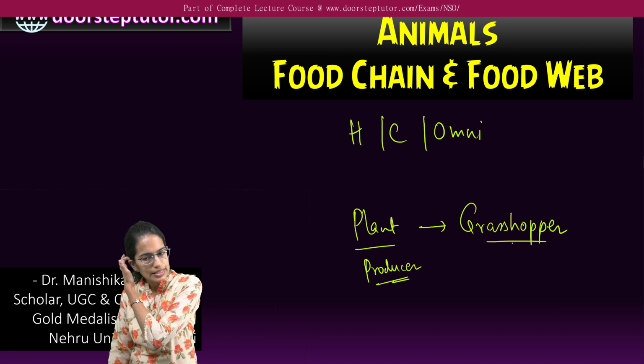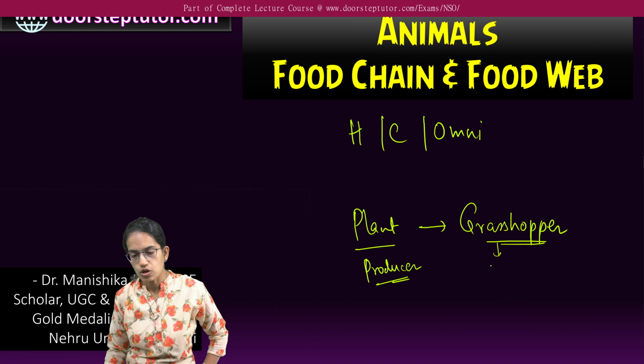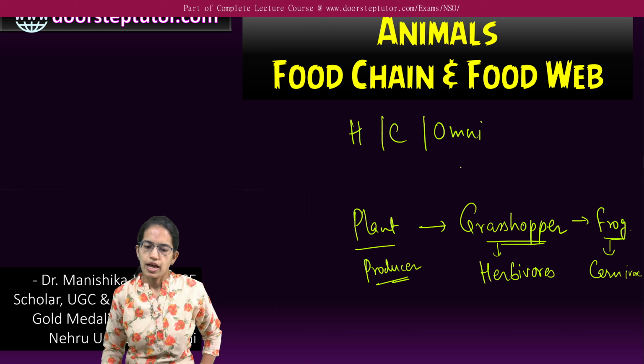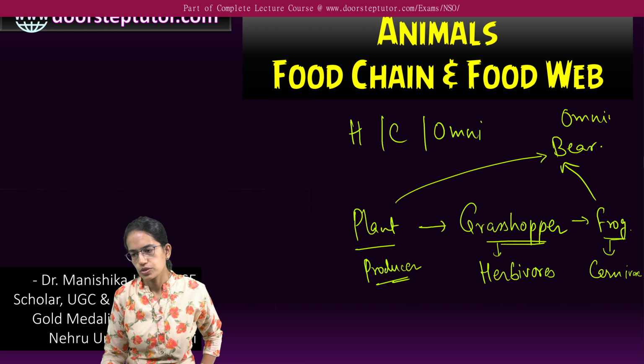One who is eating grasshopper would be what? One who is eating, grasshopper in itself is a herbivore. Let's say frog eats on grasshopper. So, frog is what? Frog is carnivorous. And then there can be an organism which could eat both plants as well as frog. For example, bear. And therefore, bear becomes omnivores.